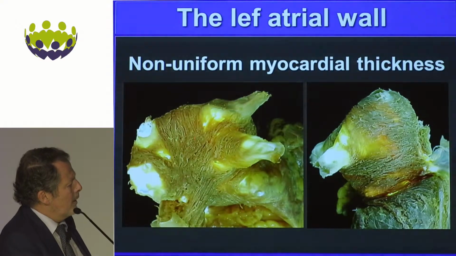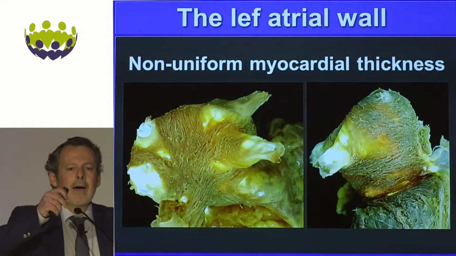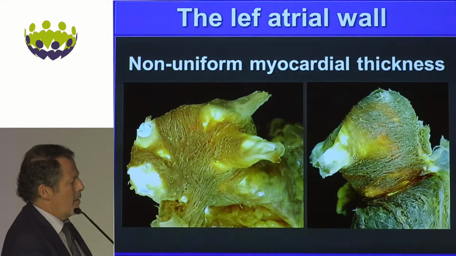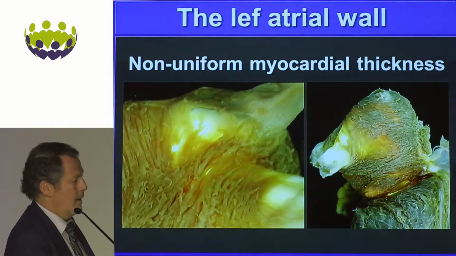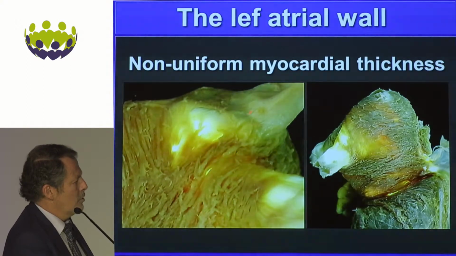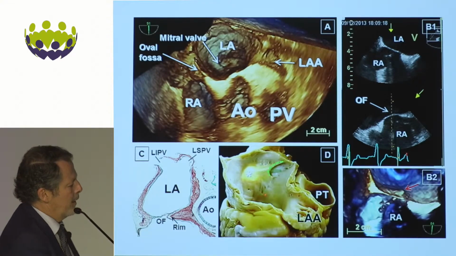Here you can see the non-uniform myocardial thickness of the left atrium. Here the epicardium has been removed, and this is the myocardial tissue of the left atrium. Please note the absence of muscle in this area, very close to the left-sided appendage and to the left superior pulmonary vein. The distance from the fossa ovalis to the orifice of the left-sided appendage is an important anatomic determinant, and here you can see the anatomy of this ring that is also an important anatomic determinant during transeptal puncture for left atrial appendage occlusion.